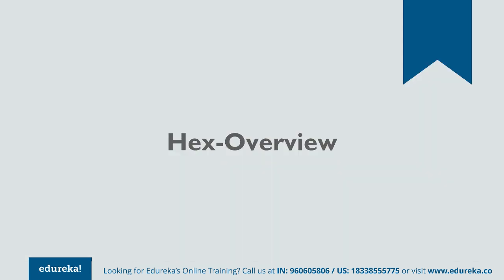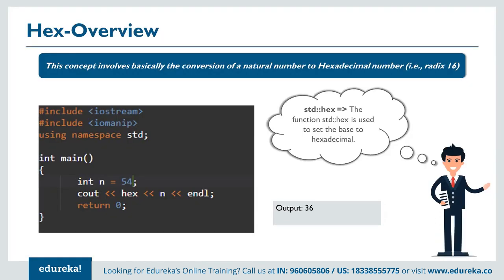So what is the hex overview? This concept involves the conversion of a natural number to hexadecimal, or rather radix 16 or base 16. There is an inbuilt function available in C++, which is std::hex. The function std::hex is used to set the base to hexadecimal.